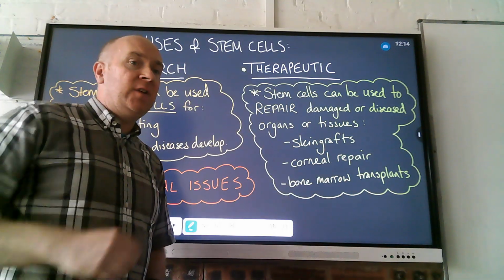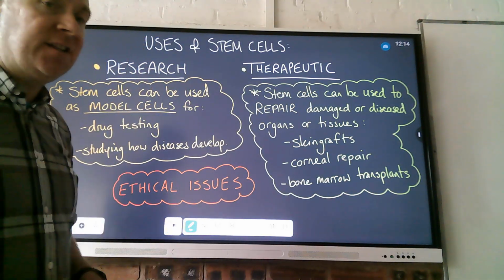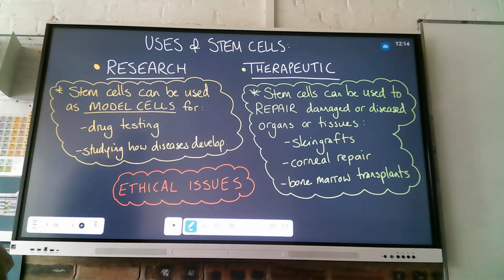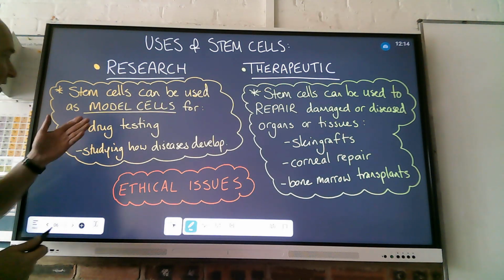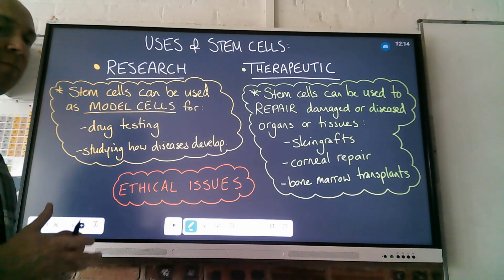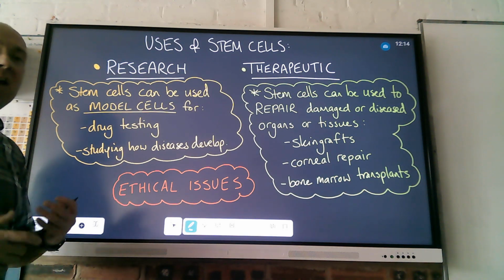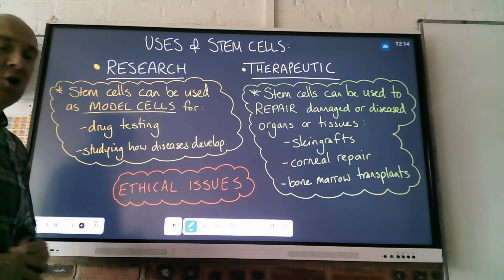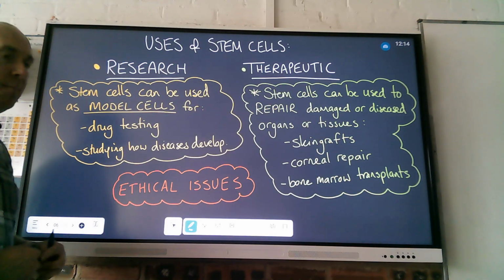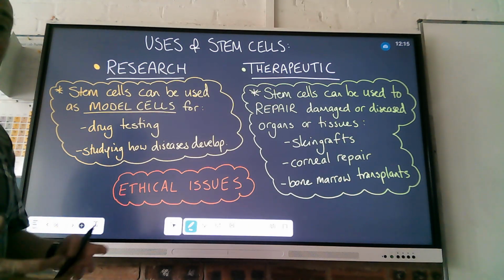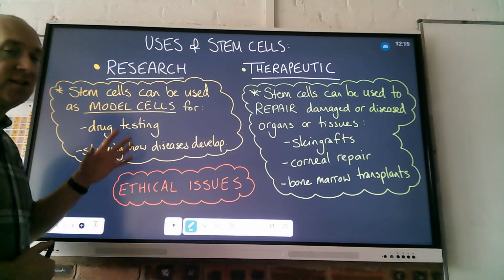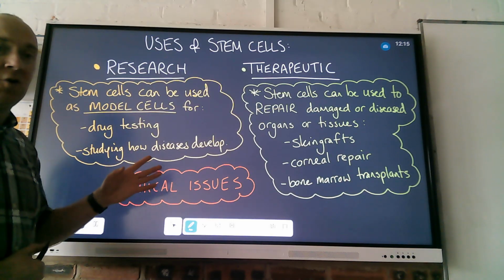Uses of stem cells. We do need to understand that there are two different categories of the uses of stem cells. The first one is that they are used in research. Stem cells can be used as model cells, for example, if we want to test a drug or study how diseases develop. It's worthwhile thinking about the ethical issues associated with that. We don't need to test in animals anymore. We don't need human subjects, because we can use stem cells, which are effectively models of how a drug or a disease might affect a cell as part of a living organism. So it avoids the use of animal testing or using human subjects.